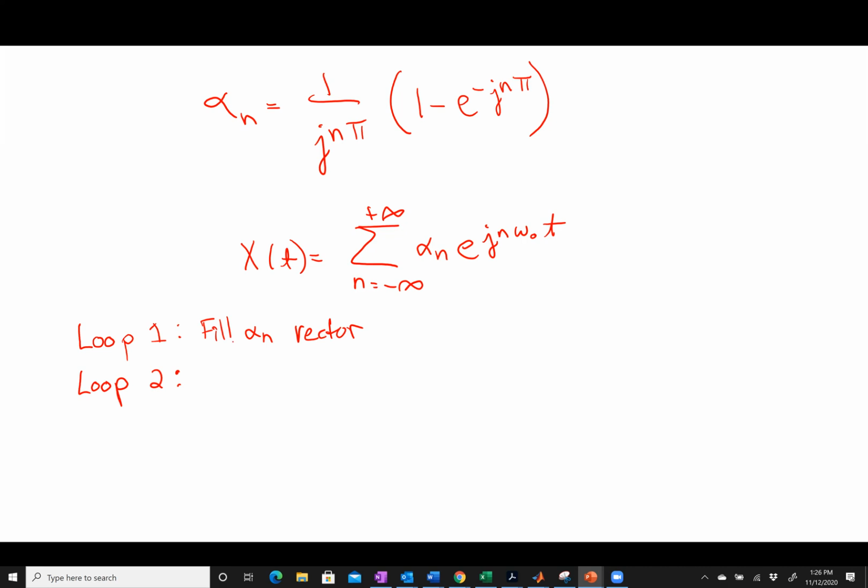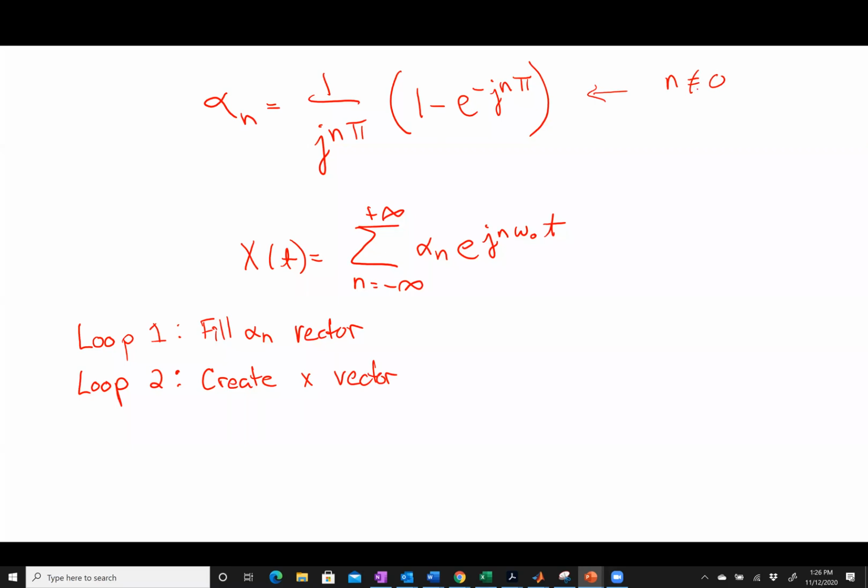What I would do is I would fill an alpha n vector, and then I would create the x vector. So when I say fill an alpha n vector, first of all, let's understand this. In the case of the Fourier series, this is what I got, and this applies for all n not equal to 0.